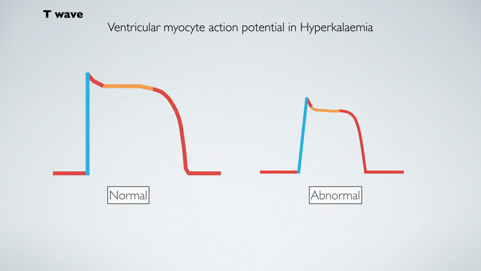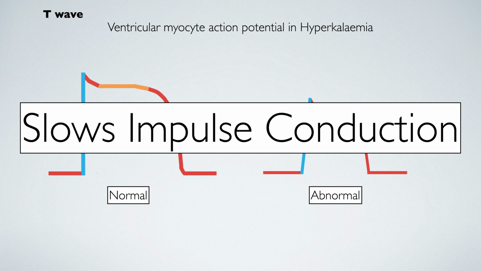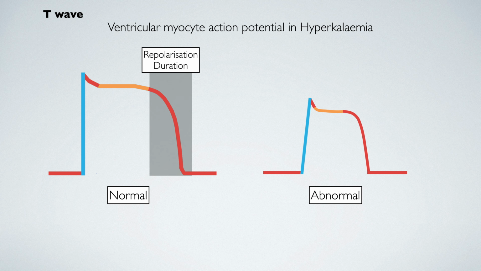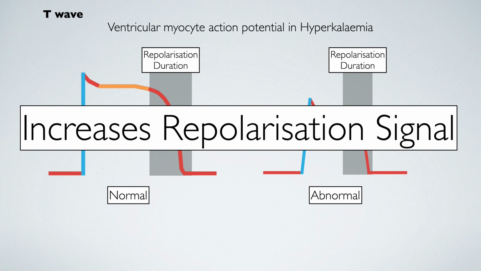These changes have 2 consequences. The first is that the prolonged upstroke causes much slower progression of impulses through the conduction system. The second is that the shortened action potential means that the repolarization time is reduced. This rapid repolarization time results in an increased electrical signal and produces our peaked T wave.